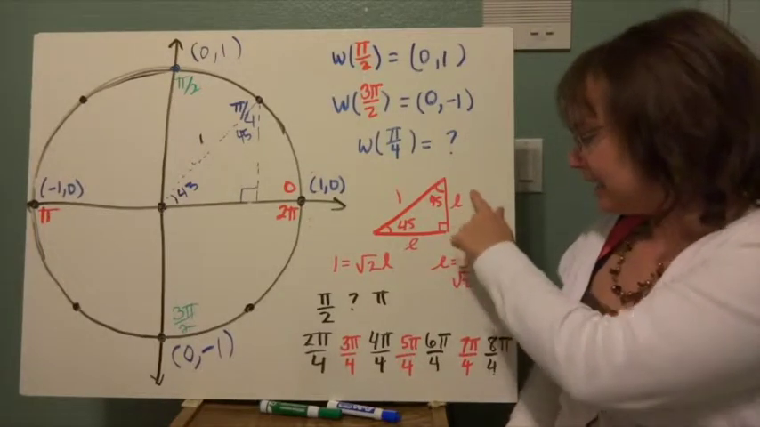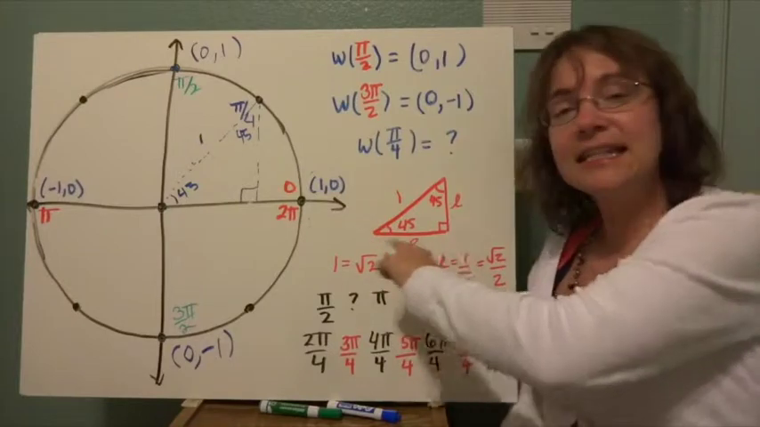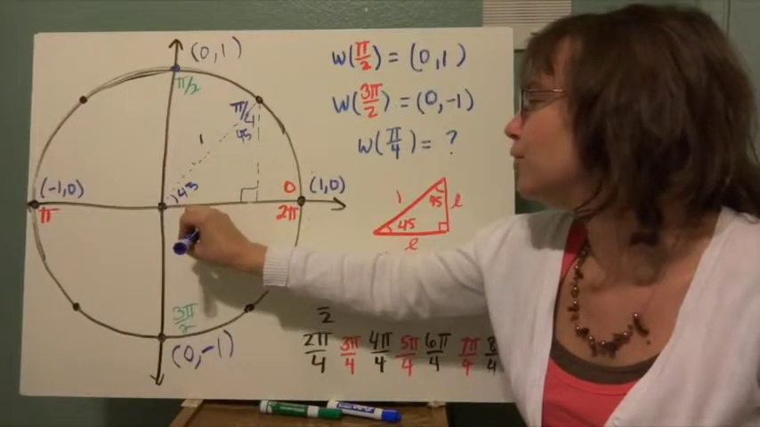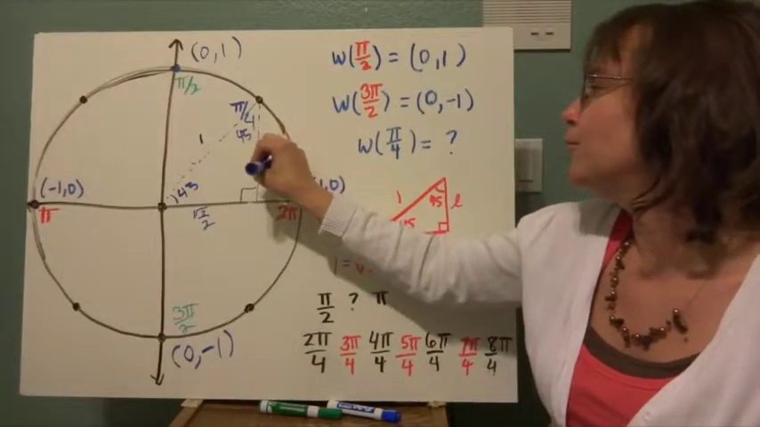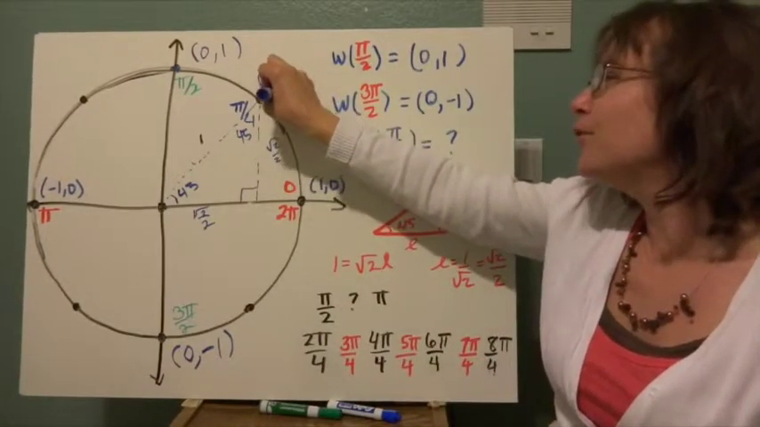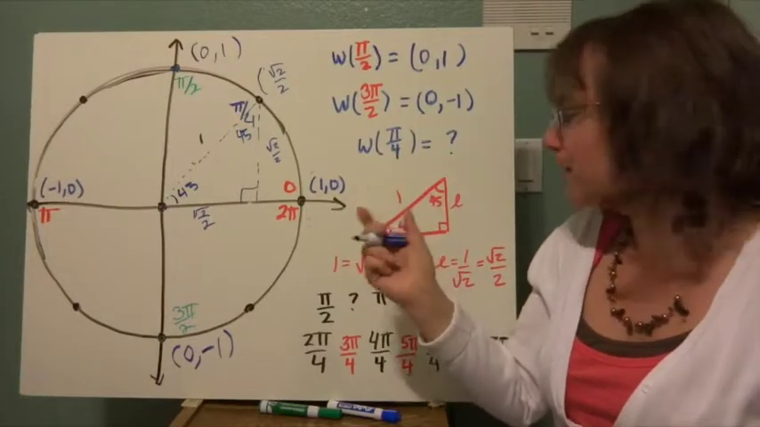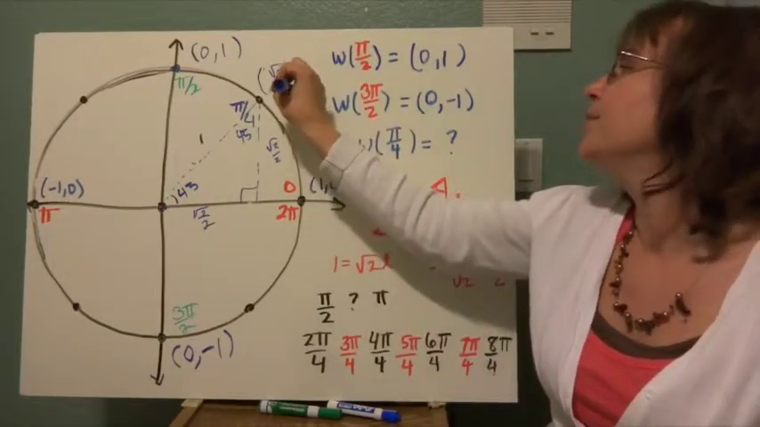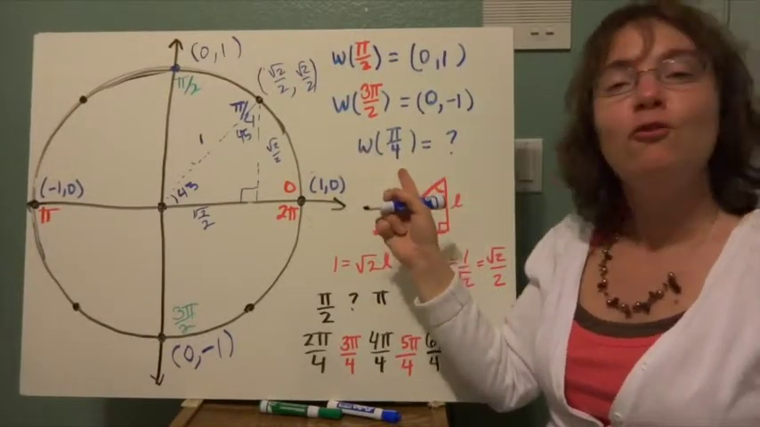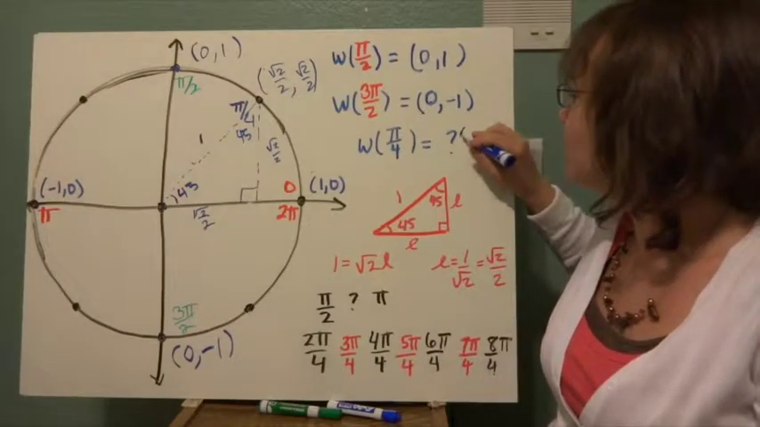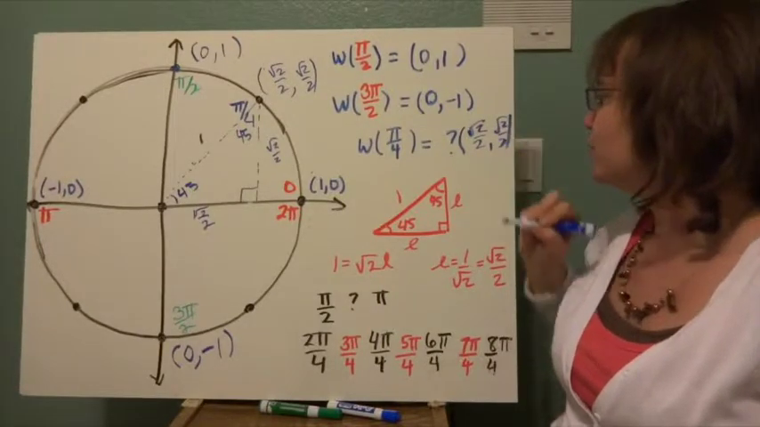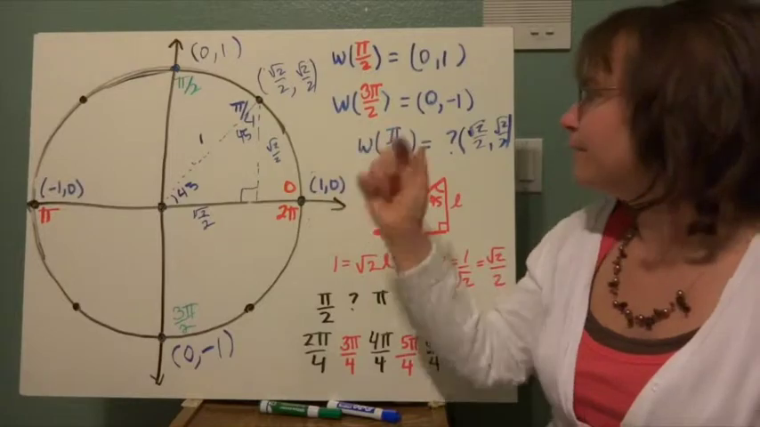So this height is going to be square root of 2 over 2, and this length is square root of 2 over 2. That makes this point square root of 2 over 2, square root of 2 over 2. You also could leave it without the denominator rationalized, so it would be 1 over rad 2. That's okay too. So my wrapping function for pi over 4 is going to equal square root of 2 over 2, comma, square root of 2 over 2, because that's a 45, 45, 90.